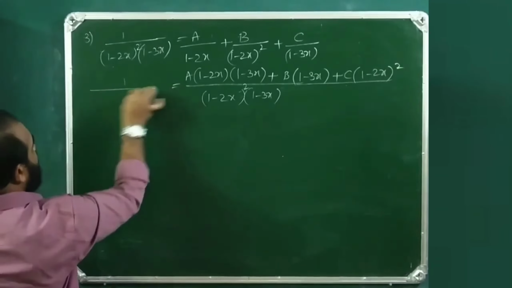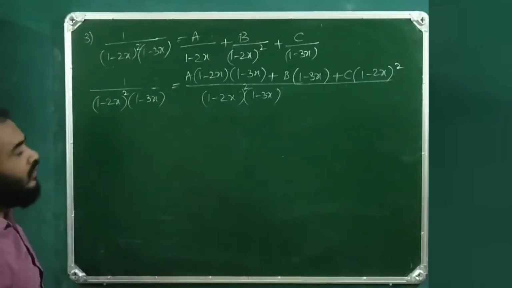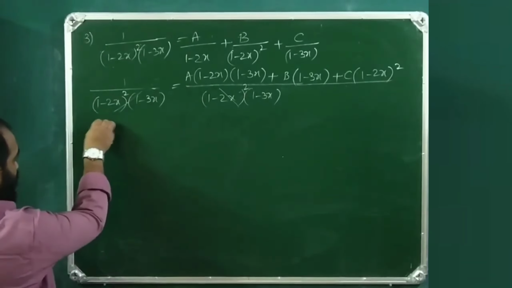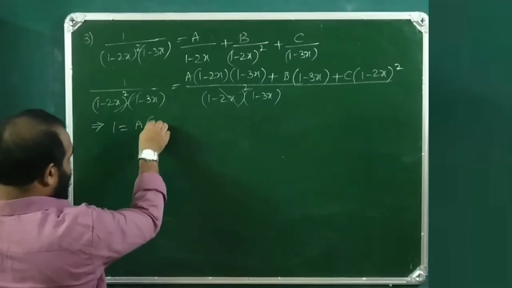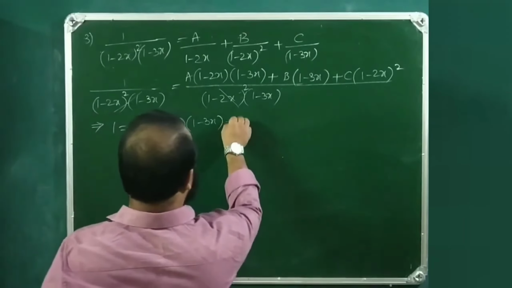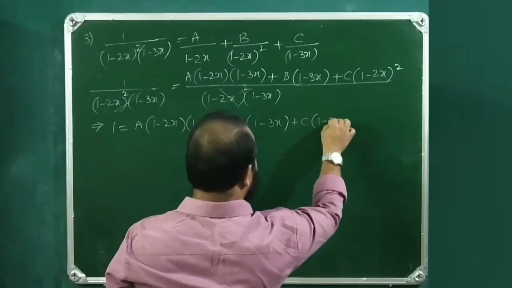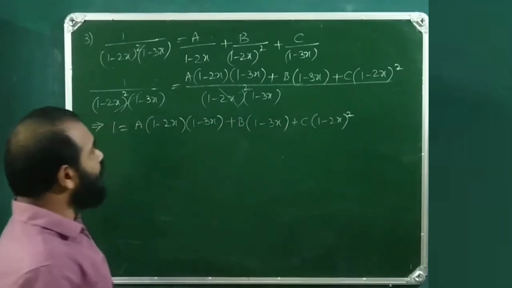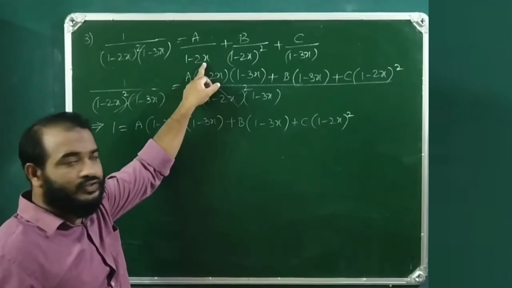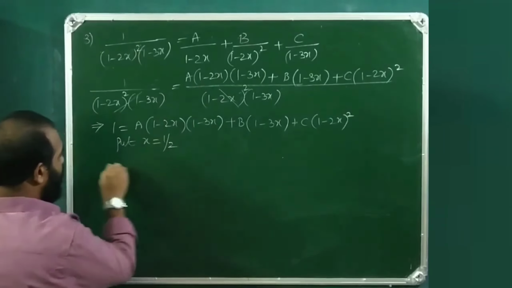Now this is equal to 1 by (1 minus 2x) whole square into (1 minus 3x). So these two cancel on both sides. So 1 is equal to a into (1 minus 2x) into (1 minus 3x), plus b into (1 minus 3x), plus c into (1 minus 2x) whole square. So 1 minus 2x being a factor, make it 0: 1 equals 2x, x equals 1 by 2. So put x equal to 1 by 2.